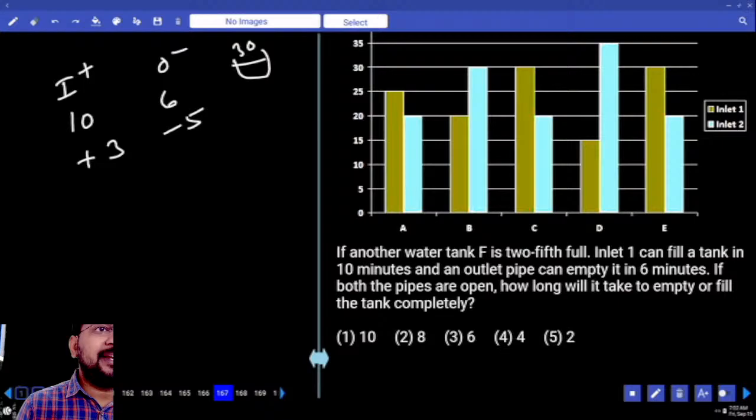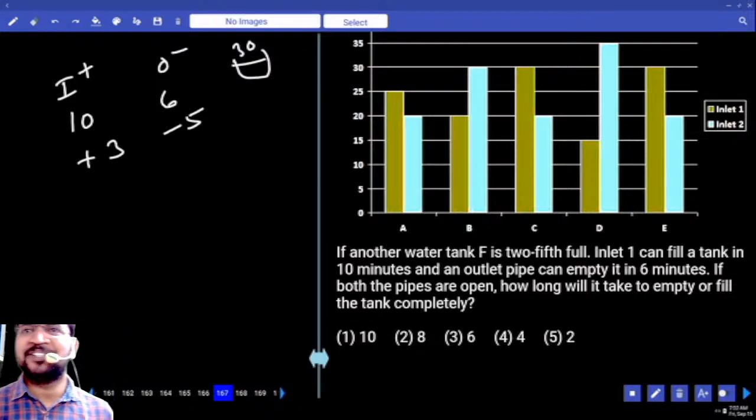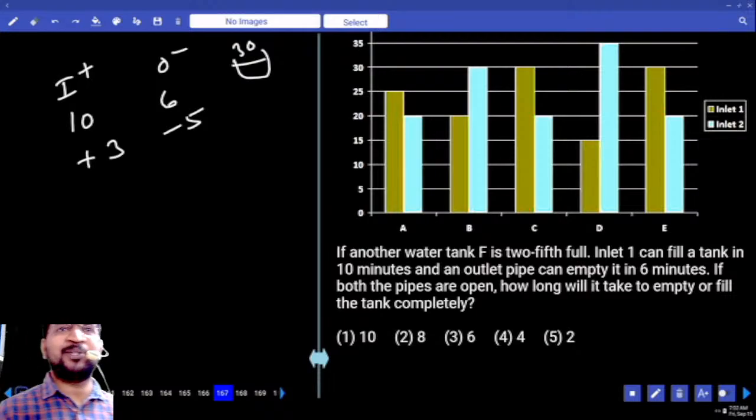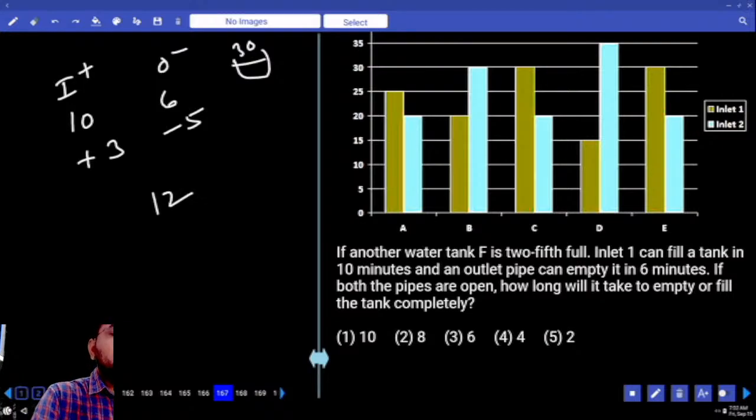So initially in the tank some water is already there, because if there is no water, it's not possible to work: 3 are coming, 5 are going. That is the reason initially some water is there. How much water is there? 2/5 is there. 2/5 is nothing but 40%. 40% of 30 liters is nothing but 12 liters. Already 12 liters of water is there.